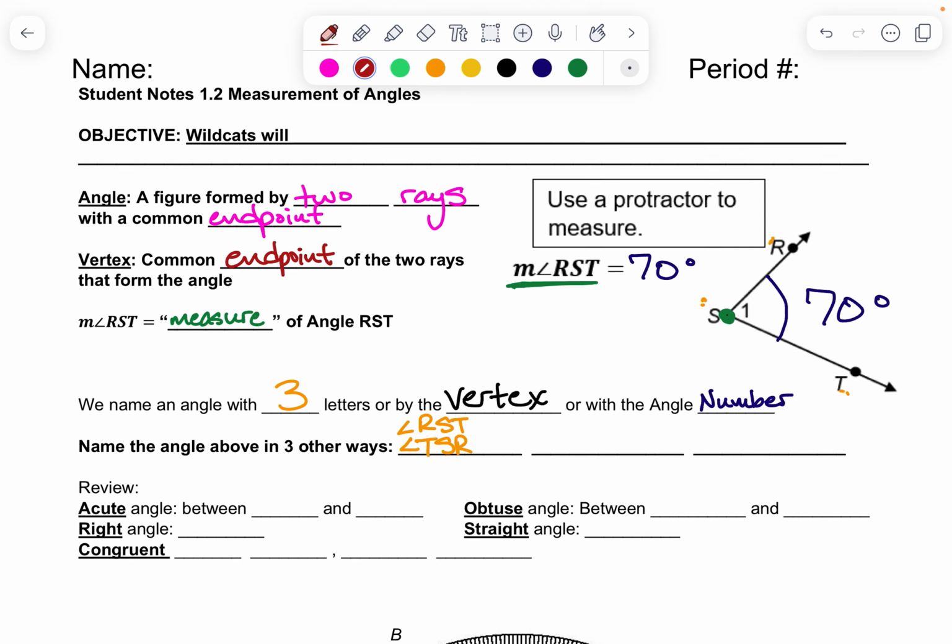Now, on both of those, I hope you notice, S is in the middle. It's because if I start at T and go this way, S is in the middle. If I start at R and go this way, S is in the middle. The vertex always has to be in the center, okay? Vertex must be the middle letter. Another way we can name angles is actually using their vertex. So this one's vertex is S, so I can actually call this angle S.